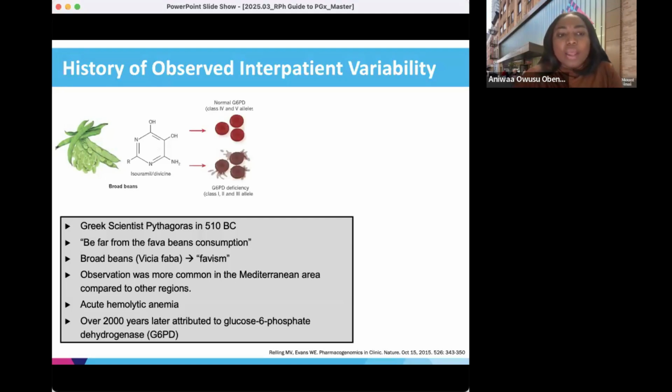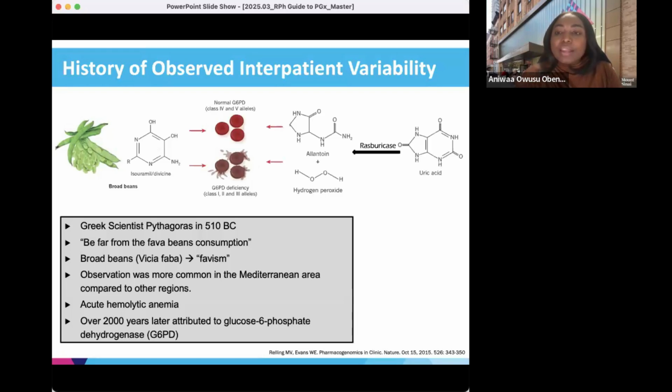We also know that G6PD deficiency is not only implicated in favism, but also implicated with many, many medication interactions. A very common one being rasburicase, which we know at Mount Sinai, for example, we routinely test for G6PD for rasburicase therapy, right? So we know that there are many medications that are also implicated with G6PD. So, what is going on here? Why are we even concerned with this?